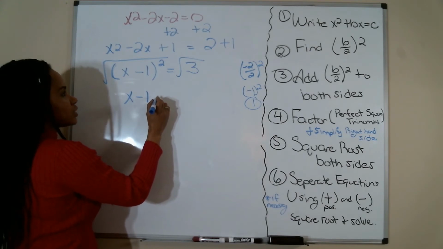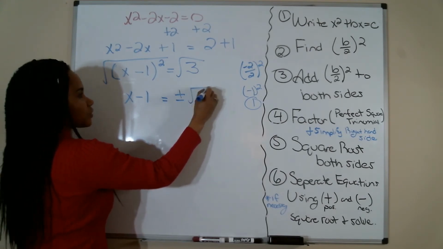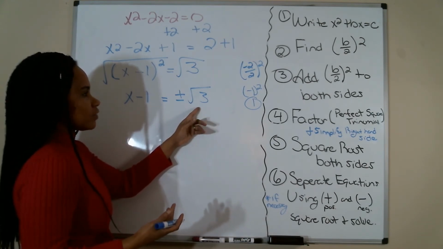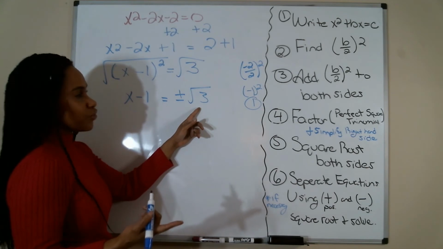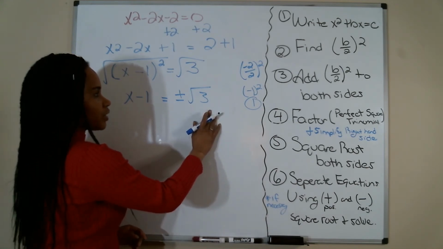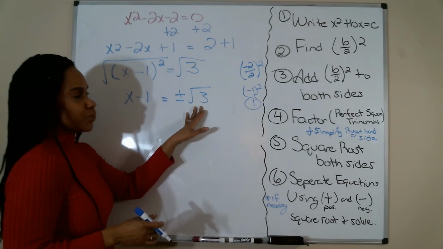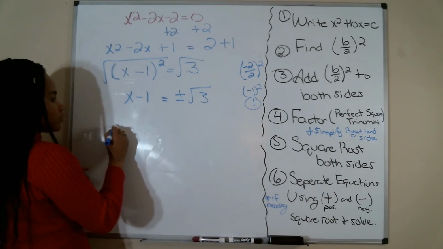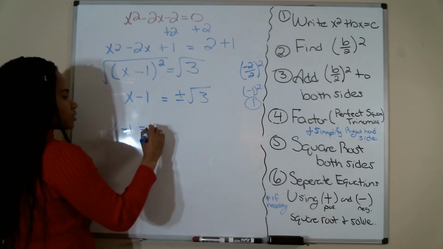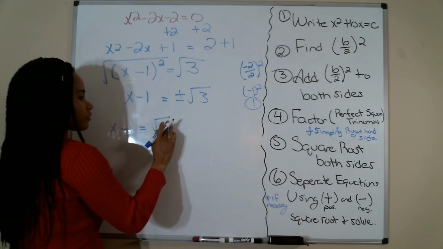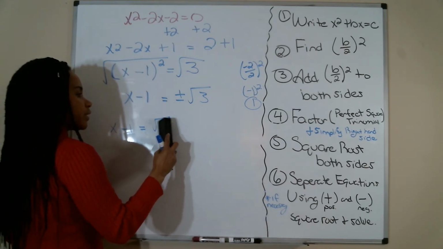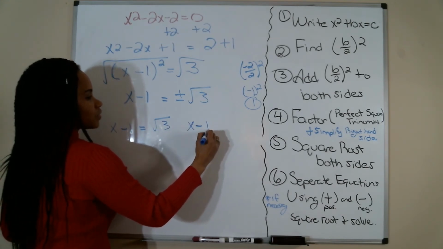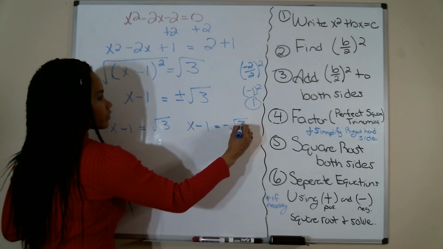x minus 1 is equal to positive and negative square root of 3. 3 is not a perfect square, so I'm just going to leave it under the radical. Of course, if you could write it in simplest radical form, you would do that, but I'm leaving the 3 under the radical because I can't simplify that anymore. And then I could separate it into 2 separate equations. So at this point, x minus 1 equals positive square root of 3. And then x minus 1 is equal to negative square root of 3.